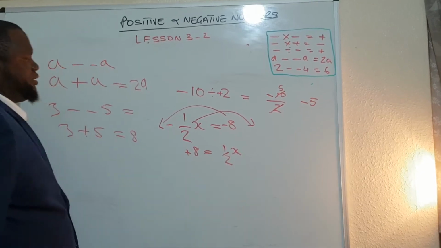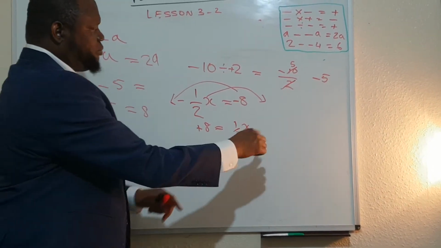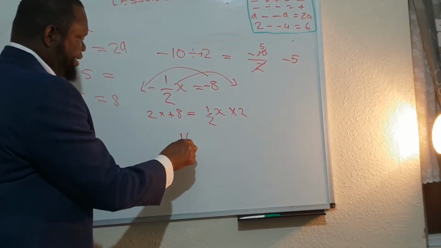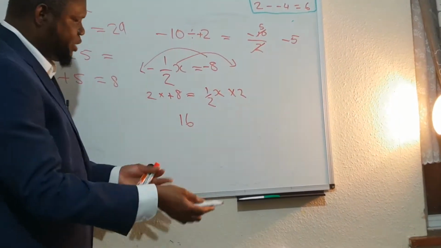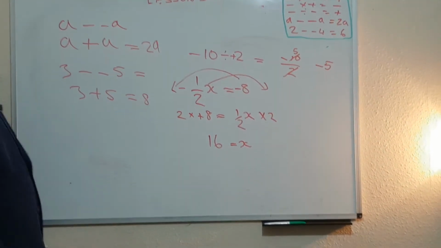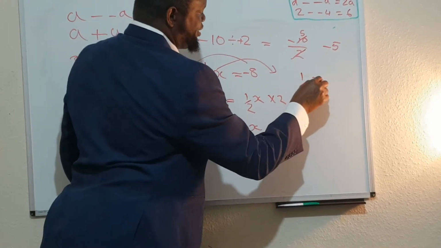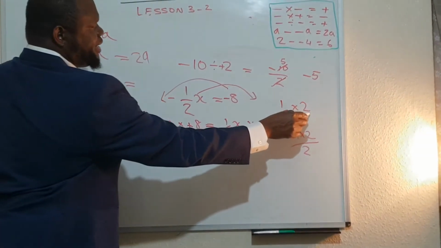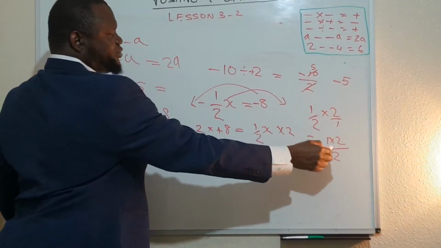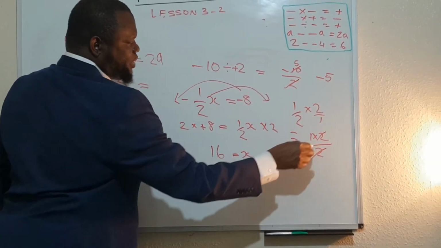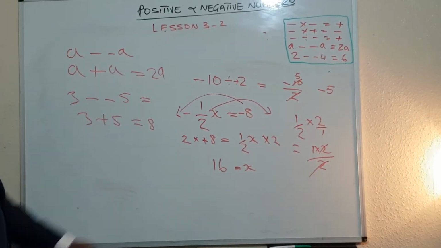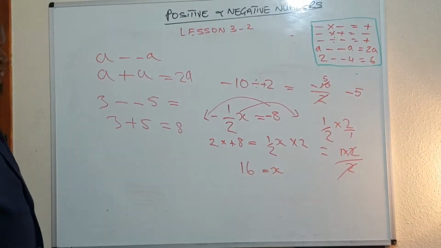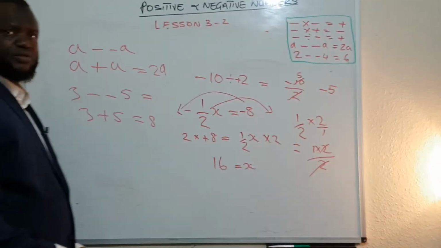Now, to get rid of the half, multiply this by 2 and multiply that by 2. So 2 times 8 is 16. Half times 2 is 1 whole, which is equal to x. Because half times 2 is the same as 1 times 2 divided by 2 times 1. So this will cancel that, you are left with only 1. So half times 2 is equal to 1, so x is equal to 16. So you see how science will help you in mathematics? Okay? That's the end for that one.